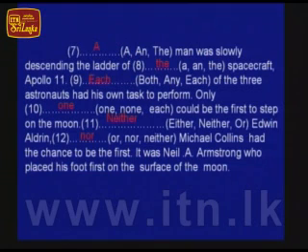Neither Edwin Aldrin nor Michael Collins had the chance to be the first. Now when you use neither and nor, which means that both of them could not step on the moon, then who was it that stepped on the moon? It was Neil Armstrong. I hope all of you know about this.